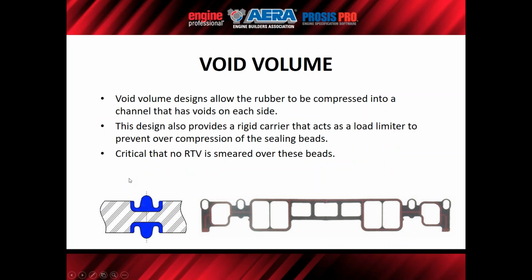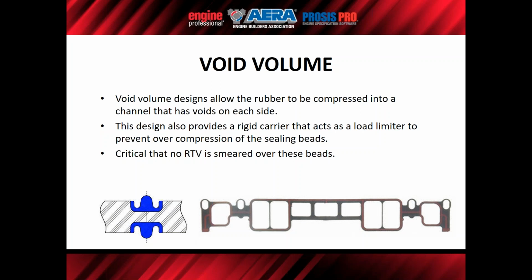Void volume. This particular design allows rubber to be compressed into channels, which are basically voids on each side of this bead. So this bead here that we're looking at, you have voids on each side. So the gasket gets clamped up, bottoms out on this side and this side of this carrier. So this bead gets compressed, and then it has this void to be compressed into. So as it compresses, it expands to the left and right, and now you have room for the material as it's compressed.